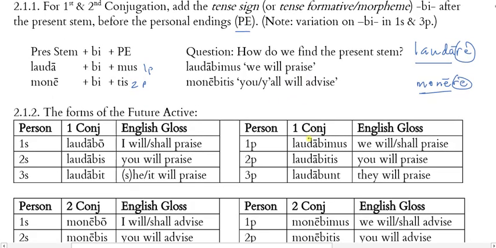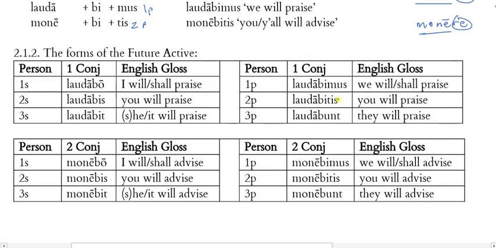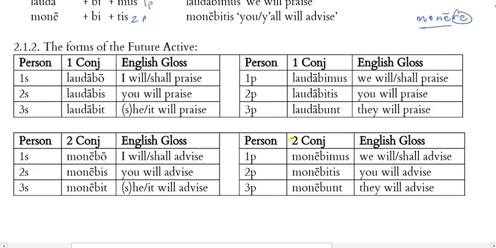And so here is the paradigm of the first conjugation laudo forms and the second conjugation moneo forms and their attendant glosses. So let's just read those together. You can repeat after me. Laudabo, I will or shall praise. Laudabis, you will praise. Laudabit, he, she, or it will praise.